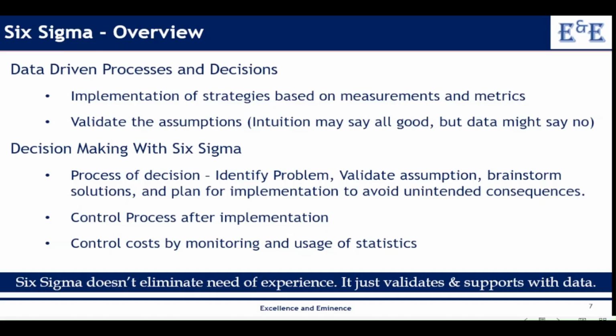Then we have a process decision. First you have to identify, then validate that assumption. Okay, you assume that you have a problem with the training. Then you validate with the training effectiveness. Then you brainstorm solutions, plan for implementation, and finally come out with a good training plan so that you don't have unintended consequences. Unintended consequences could be defects, or delay, or employee dissatisfaction, right? So these are the probable causes.